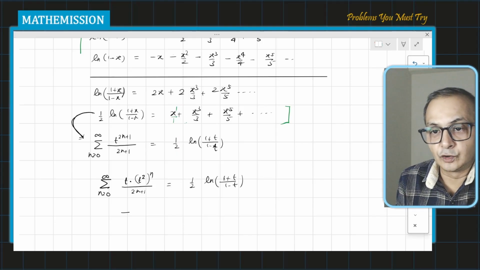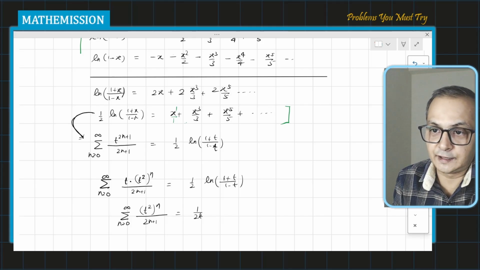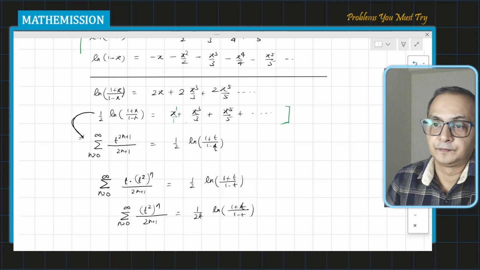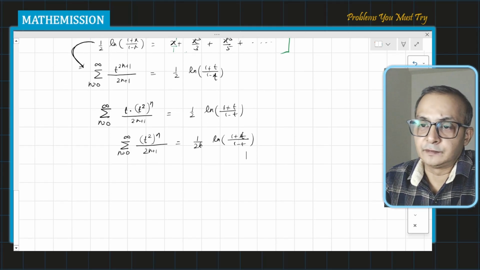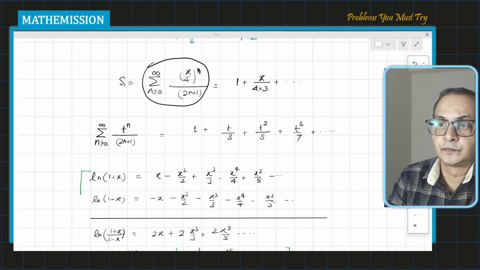So this t will go there, so I can write n goes from 0 to infinity, and this is t square to the power n divided by 2n plus 1, and this is half of t, means half t there, and log of 1 plus t by 1 minus t. In this way, what will happen, that this is the exactly similar case here, x by 4 to the power n by 2n plus 1.